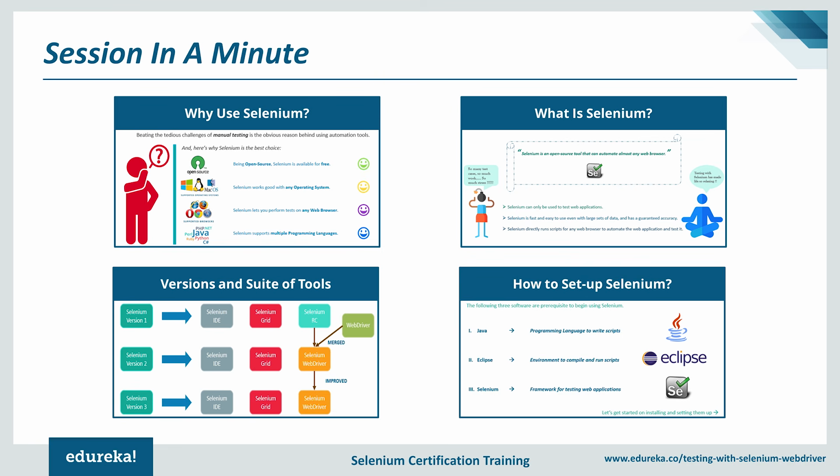So that brings us to the end of our session. Let us finally go over the session in a minute. First, we discussed why you should be using Selenium: it is free, open source, works on any operating system, any web browser, and lets you code in multiple programming languages. Then we saw what Selenium is, we defined it. It is just an open source tool that can automate almost any browser. Then we went over the versions it has and the suite of tools that it offers. We also saw how to set Selenium up, the three prerequisites for it. And we finally ran a test case in Selenium.